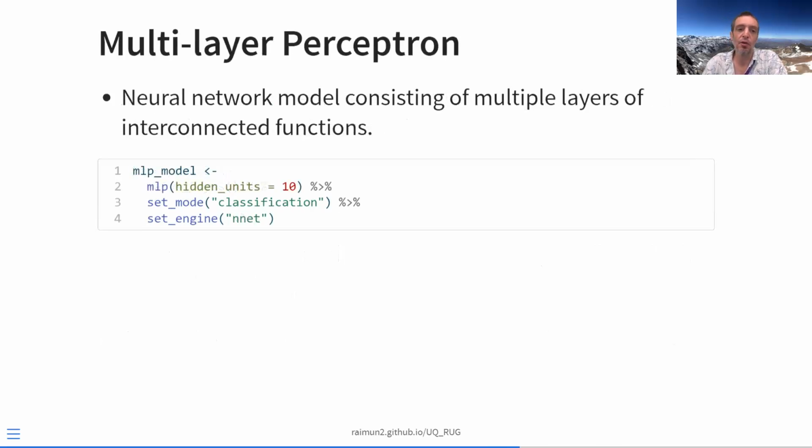Then we have another model, the multi-layer perceptron. Multi-layer perceptron is like the formal name for neural networks. Neural networks sound a lot cooler, but multi-layer perceptron is like the formal definition.